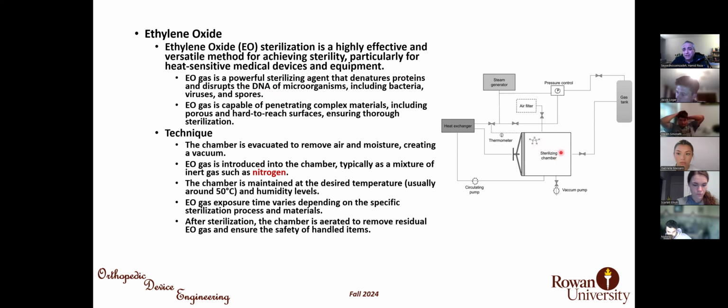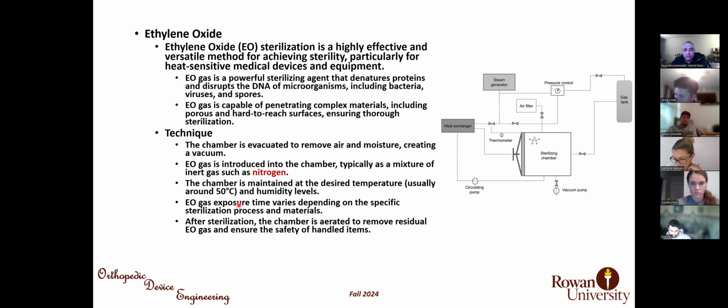So we pack whatever we need to sterilize inside the chamber, and we evacuate the air from the chamber, and we introduce the ethylene oxide. Ethylene oxide penetrates everything and can kill bacteria, fungi, and viruses. Usually it is mixed with nitrogen because we do not use pure ethylene oxide. And the temperature is usually around 50 degrees centigrade, so it is not hot.